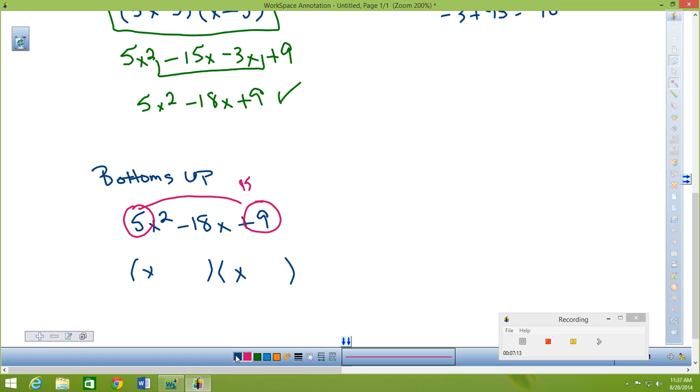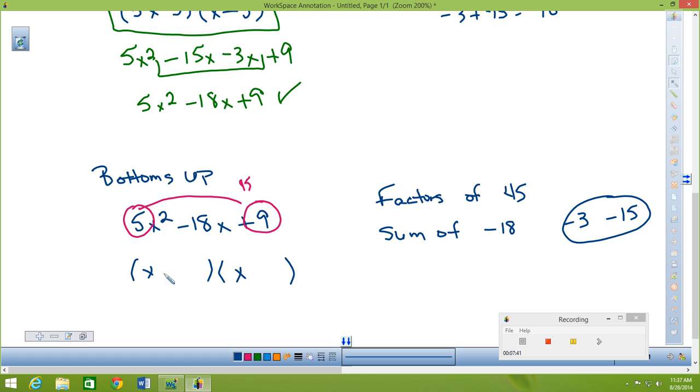So once again, on the bottoms-up method, you're looking for factors of 45 that have a sum of negative 18. Okay, we've already done this so that we know that those two numbers are negative 3 and negative 15. We already know what they are. So I'm going to put minus 3, okay, and minus 15 right here.